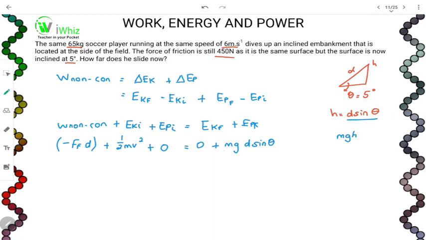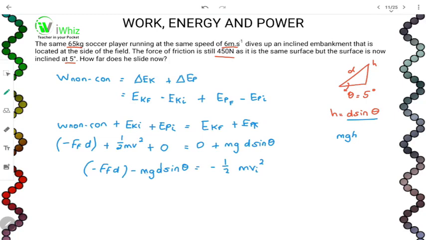Once we have all of that, what can we do? Can I bring this mg on this side and take my kinetic energy onto the other side? Let's do that. I get minus force of friction d minus mg d sine theta equal to minus half mv squared. And remember, this is the initial.